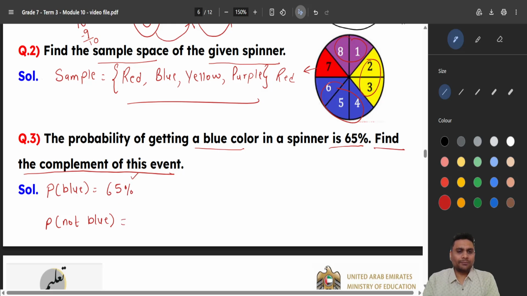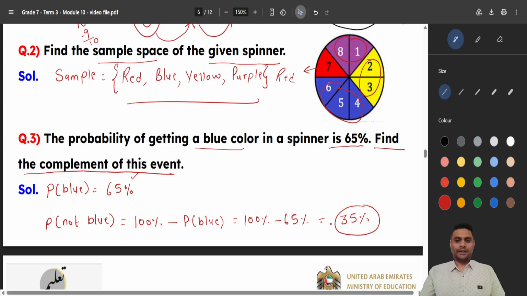So when it is given in percentage, we will do 100% minus the probability of blue. Yes, I told you. So it will be 100% minus 65%. That will give you 35%. So the probability of not getting a blue, the complement of blue, will be 35%.